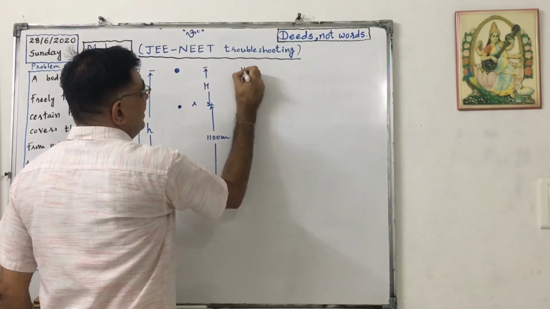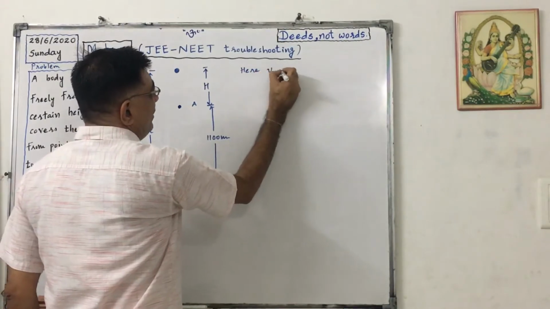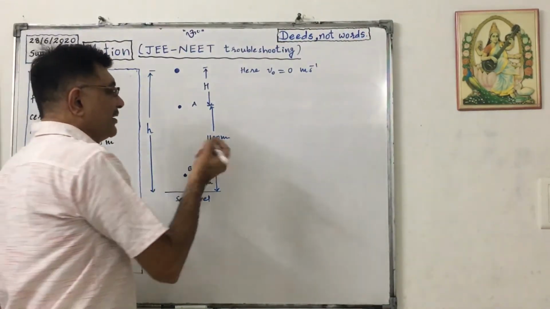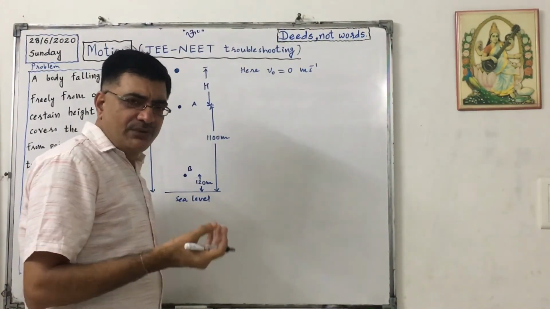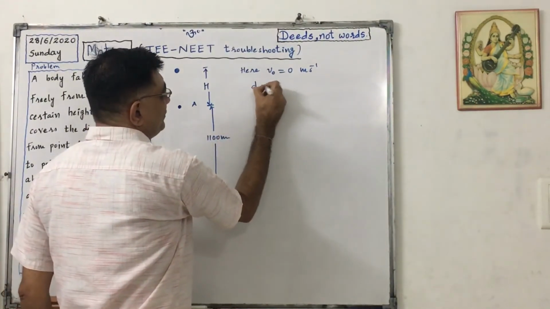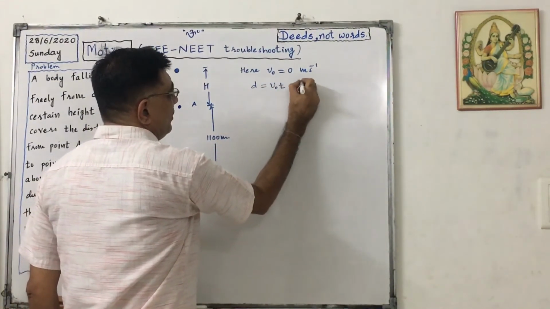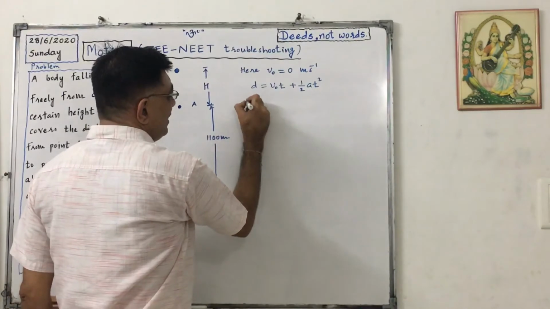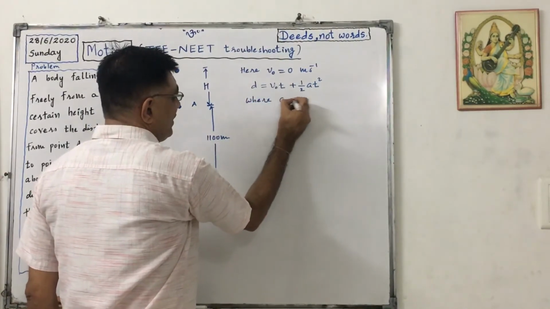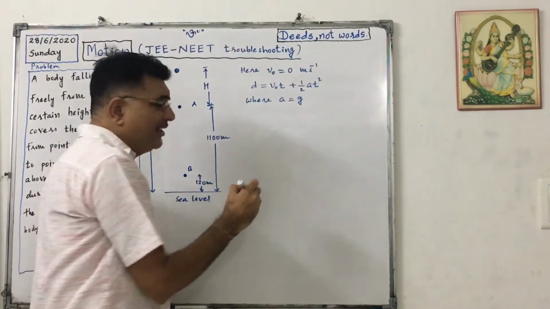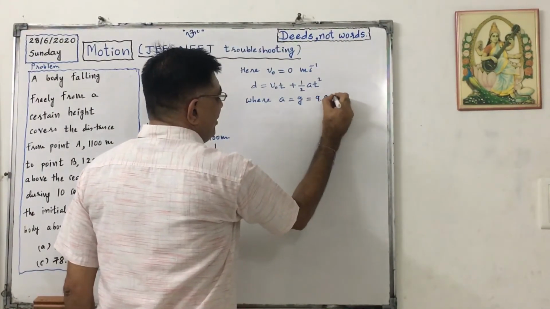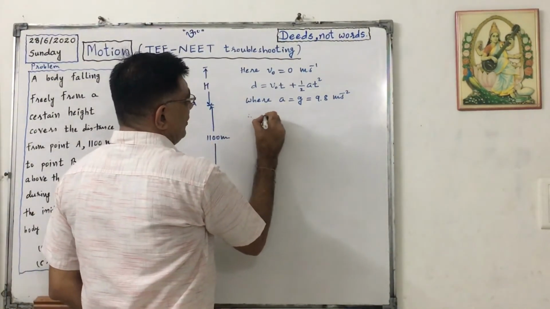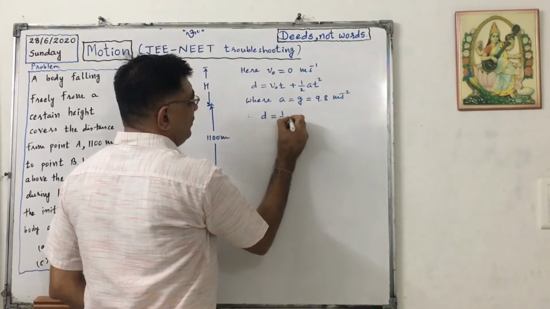First of all, we know that here it is free falling motion, so initial velocity can be considered as 0 meter per second. This is a motion in one dimension, so we can say d equals v0 t plus 1 by 2 a t square, where v0 is 0 and a is gravitational acceleration, which we can consider as 9.8 meter per second square. So our formula will be d equals half g t square.